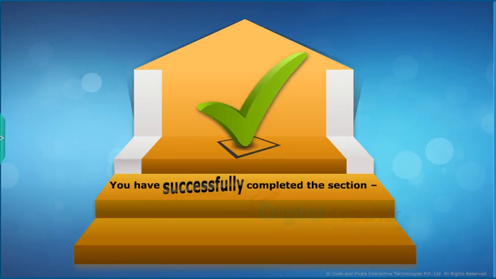You have successfully completed this section, The Town Mouse and the Country Mouse.